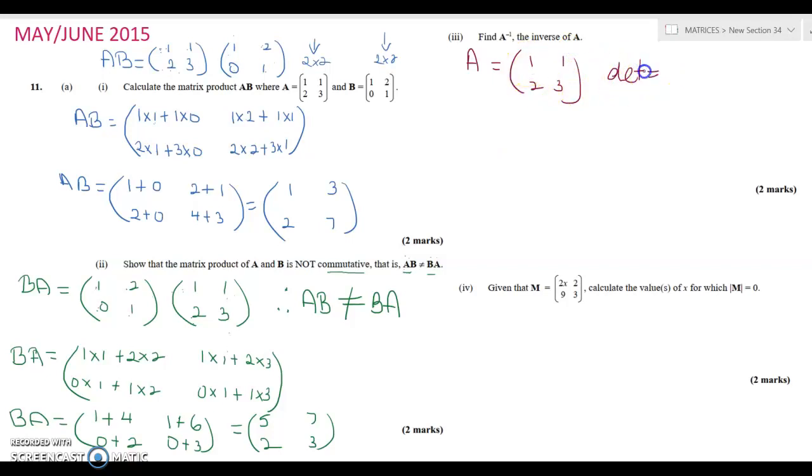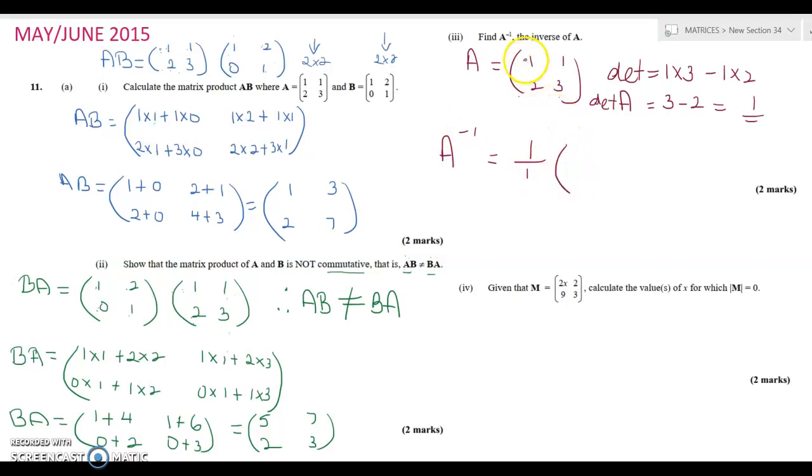Remember, the determinant is the product of the first diagonal, so 1 by 3, take away the product of the second diagonal, 1 by 2. So the determinant of matrix A is 3 take away 2, which is simply 1, right? So A inverse, remember, is 1 over the determinant, times the new matrix.